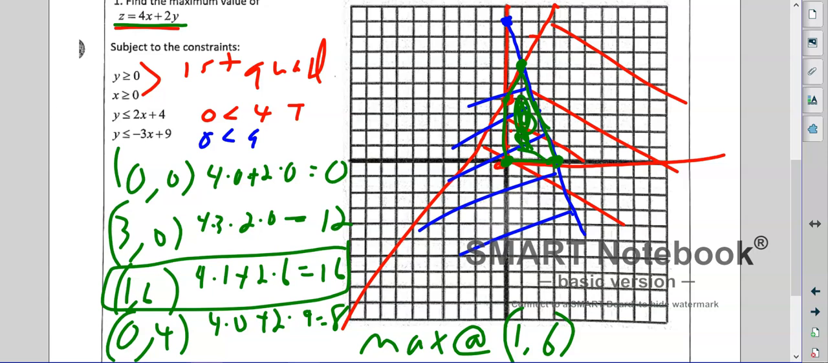And if this was a word problem, let's say we were making necklaces and earrings, okay? And X was necklaces and Y was earrings. We would make 1 necklace and 6 earrings to maximize profit. All right?